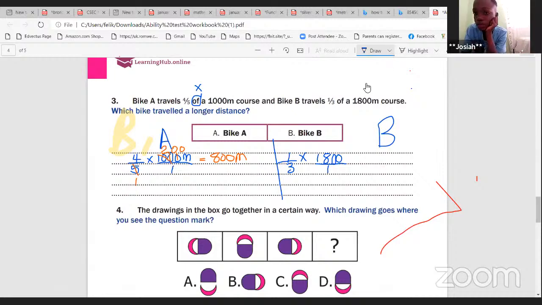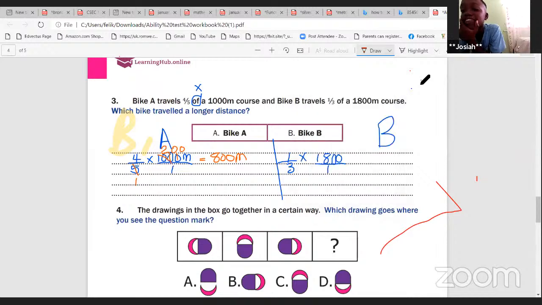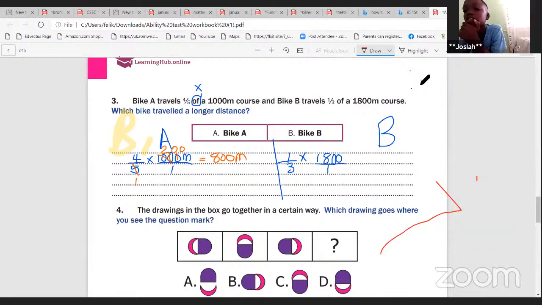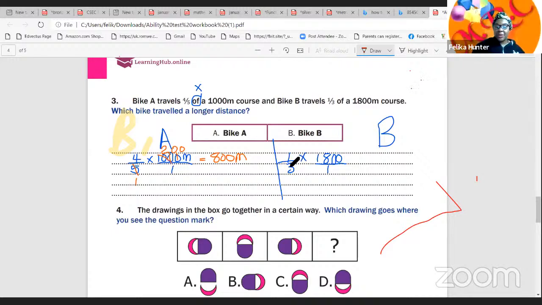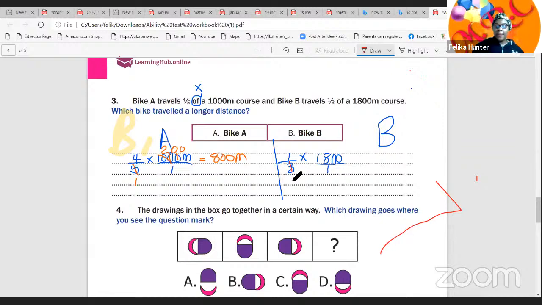Yes, miss. Cross out the 5, the 3. So instead of saying cross out the 3, tell me to use a mathematical word. What am I going to be doing? Dividing. So I'm saying 3 into 3. So I'm going to be dividing. So it's 3 into 3, which is 1, and 1.